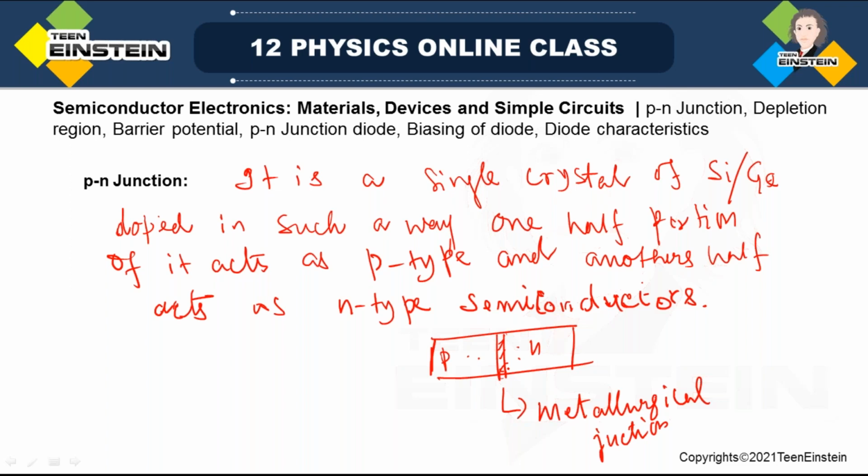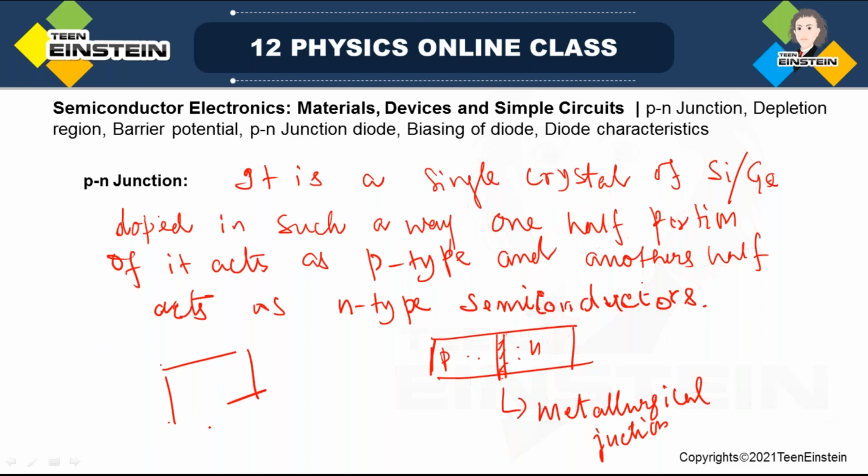So a p-n junction cannot be made just by placing a p-type semiconductor in close contact with an n-type semiconductor. They have discontinuity. Two separate semiconductors cannot have continuous contact at the atomic level. That's why you cannot take two semiconductors, one p and one n, and join them to get a p-n junction. It is not true.